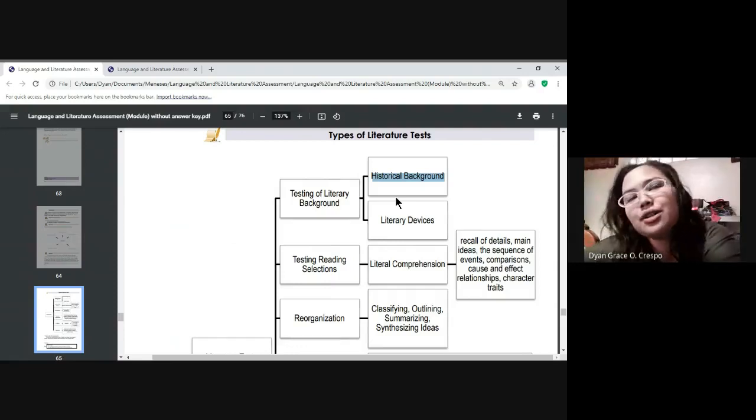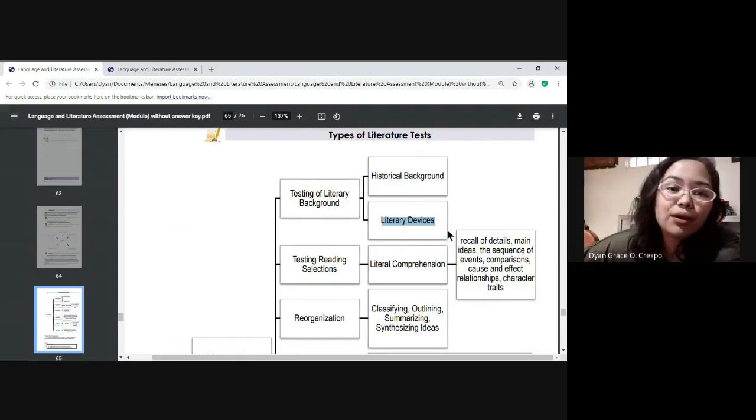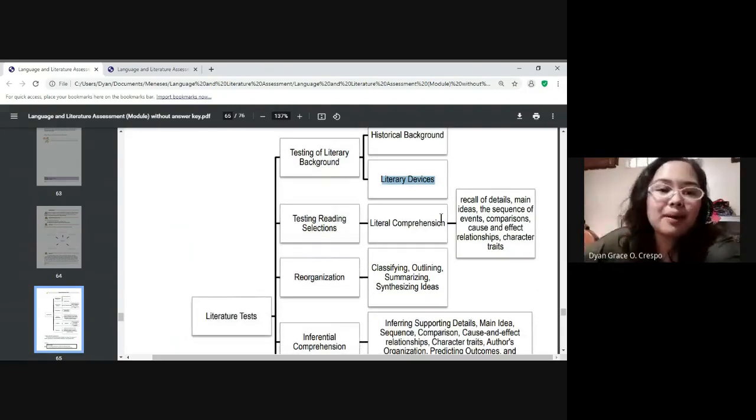Ang kagandahan sa testing historical background is that the readers could just know some past time, mga different things that happened in the past. Aside from that, yung mga reading articles din has something to do with the past. Literary devices is also part of testing literary background. Ano, may fast forward, may mga flashback. So those are the different literary devices. Marami pang iba. Testing reading selections. Ayan. So, of course, the literary comprehension. Recall of details, main idea. So, tinetest natin, literature test ang tawag doon.